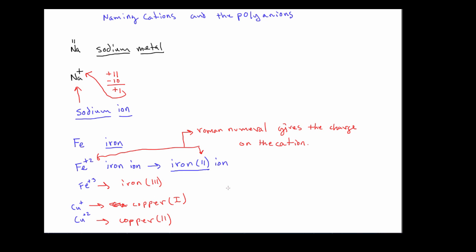Maybe we should do one more example. So if we look at chromium, it has 2 forms. Well, actually it has more than that. But for comparison, I'm just going to use these 2. There's also chromium 6 and so on, but I'm not going to worry about that right now. So for this one here, we would call this chromium 2. And now there's no ambiguity about which ionized form we're dealing with. And this one, chromium 3. So again, the Roman numeral is indicating the charge.